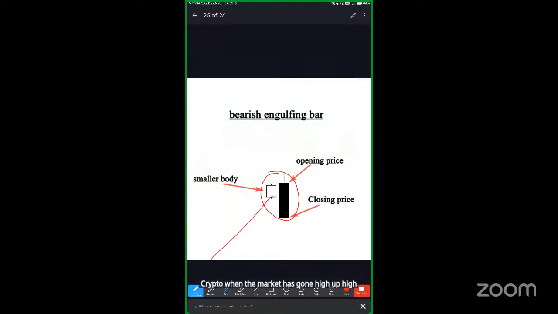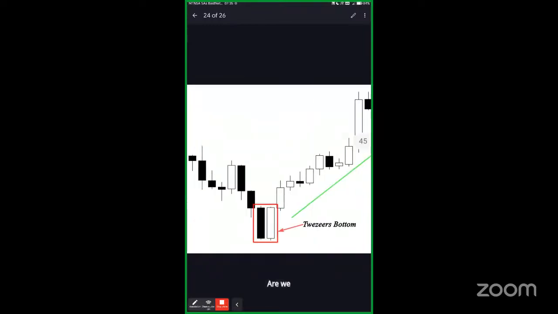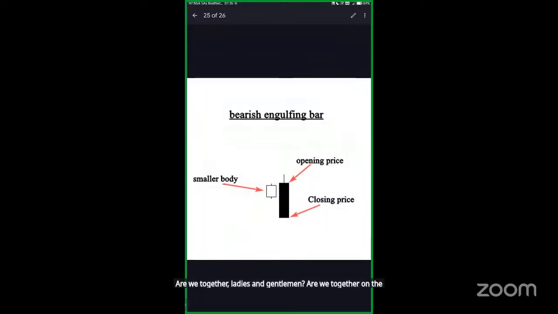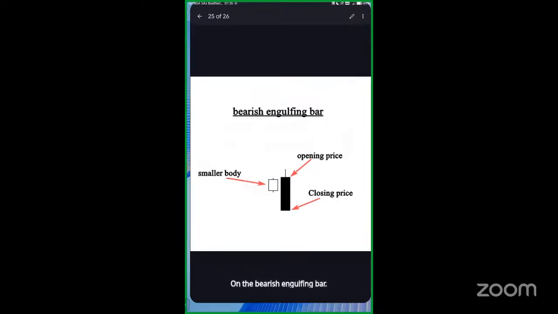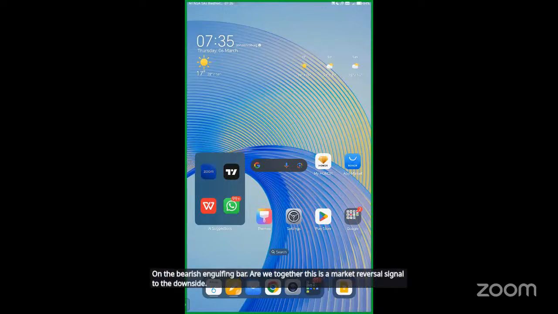Are we together, ladies and gentlemen? Are we together on the bearish engulfing bar? This is a market reversal signal to the downside. A bearish engulfing bar is a market reversal signal to the downside. It signifies selling pressure.